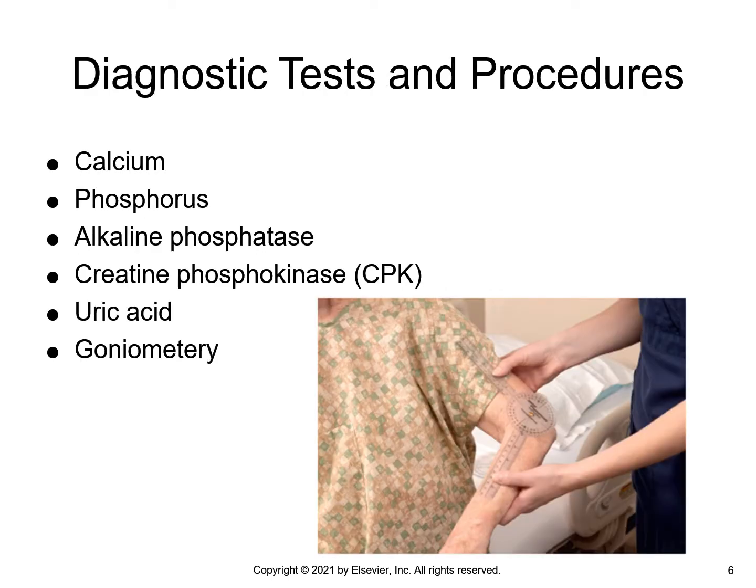Individuals need an intake of calcium so that the levels remain within standard parameters. Total calcium should be 9.0 to 10.5 milligrams per deciliter. Phosphate, or phosphorus, should be 3 to 4.5 milligrams per deciliter. Alkaline phosphatase, or ALP, should be 30 to 120 units per liter. Creatine kinase, in males, should be 55 to 170 units per liter, and in females, it should be 30 to 135 units per liter. Uric acid, males should be 4.0 to 8.5 milligrams per deciliter, and females should be 2.7 to 7.3 milligrams per deciliter.